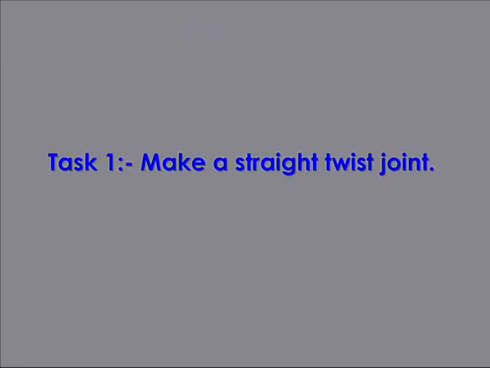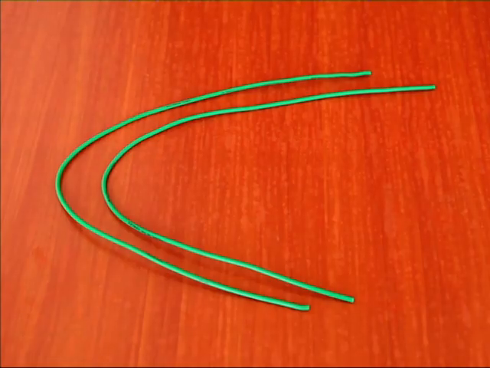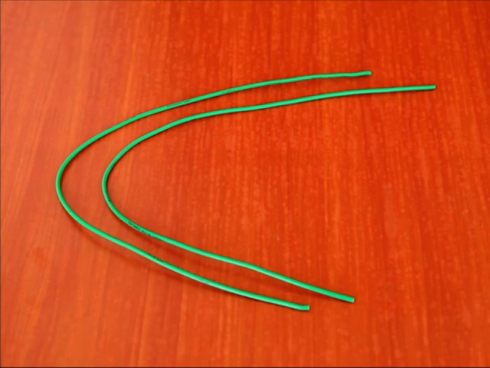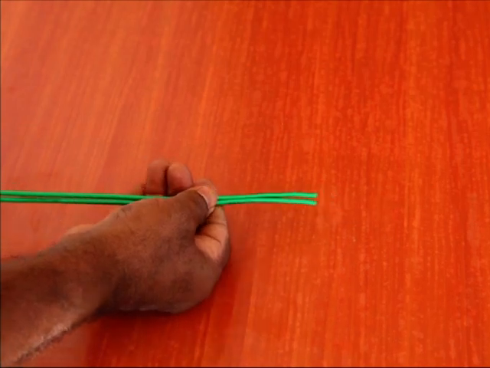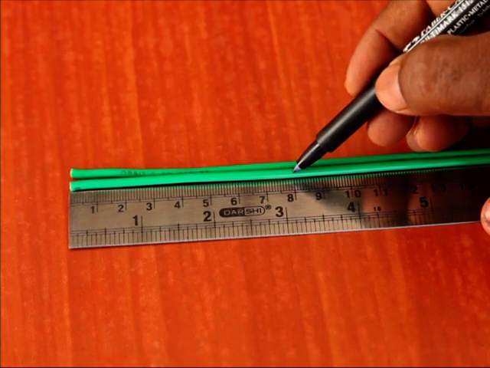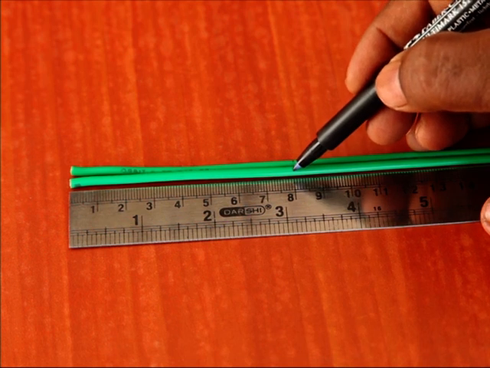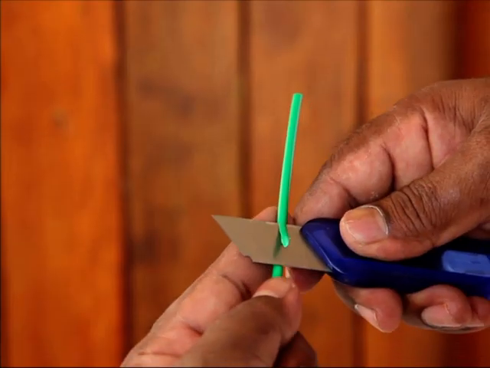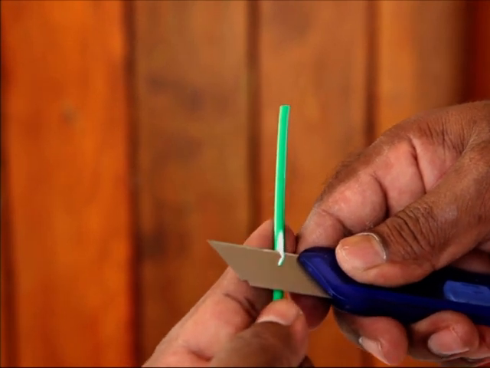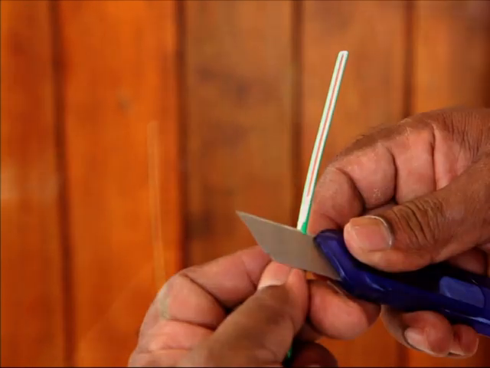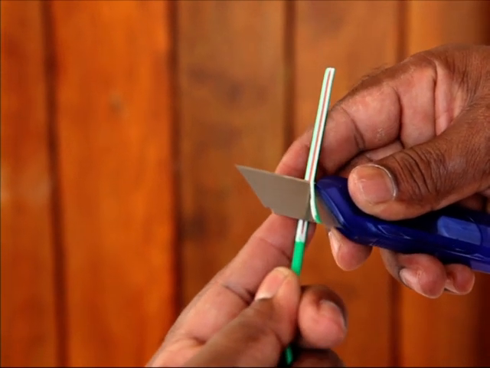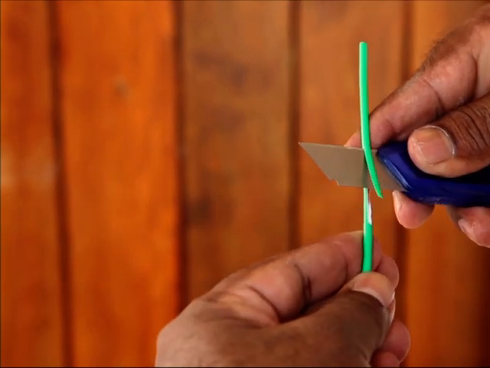Task 1. Make a straight twist joint. 1. Collect 2 pieces of 1 by 1.12 PVC copper cable of 0.5 meter length. 2. Straighten the cables. 3. Mark 80 mm length on one end of each piece of cable. 4. Use the knife at an angle of 20 degrees and remove the insulation from each conductor for a distance of 80 mm. Avoid nicks in the conductor.